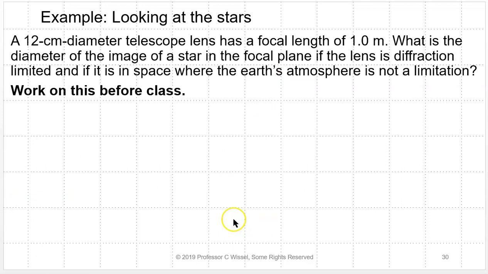Let's do an example. A 12 centimeter diameter telescope has a focal length of 1 meter. What is the diameter of the image of a star in the focal plane if the lens is diffraction limited and if it is in space where Earth's atmosphere is not a limitation?